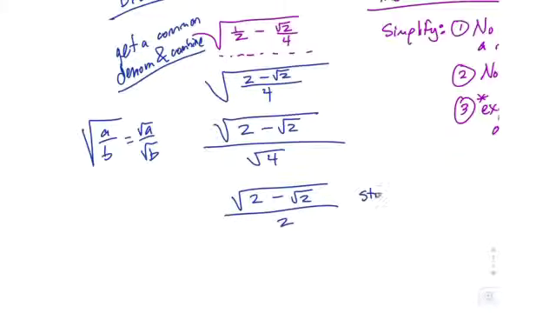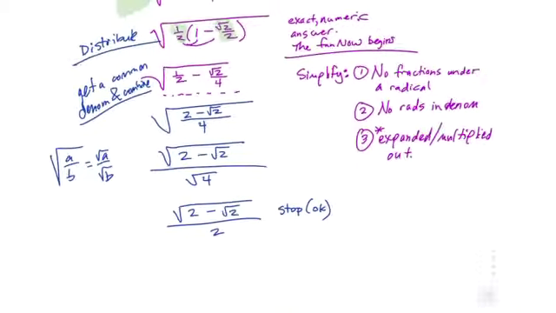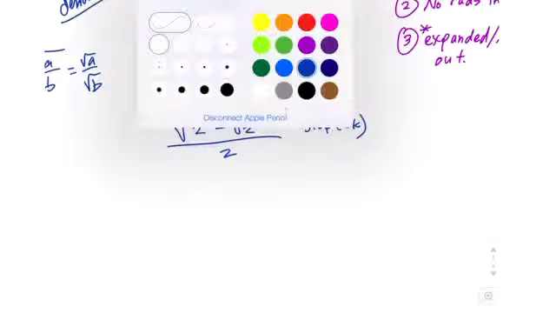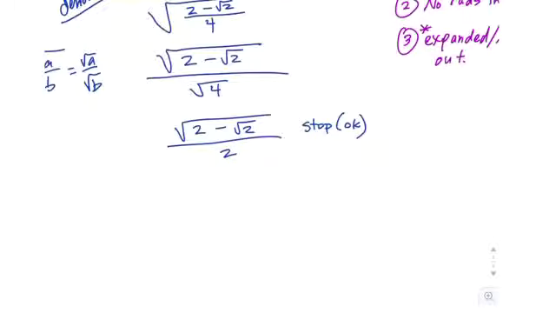And here you could stop. It's okay to stop there. That's good. There are no fractions under a radical. We have a 2 under a radical and a square root of 2 under a radical, and we have no radicals in the denominator. But we still do have a denominator. So the preference that I have, which is fine to leave it like that, is to bring the factor of 2 out front and call it 1/2.